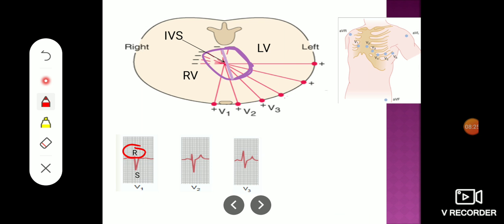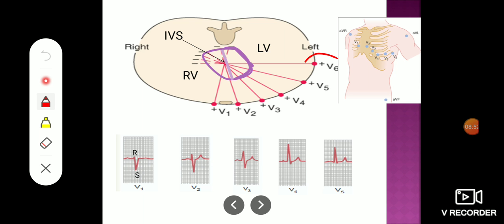Now gradually, if you move forward from V1, V2, V3, you can see the R wave is increasing from here, and the S wave starts reducing. V3 and V4 are looking mainly at the interventricular septum from the left side, and V5 and V6, you can see, concentrate more on the left ventricle, which is bulkier and more dominant. So you can see the R wave is tall in these too.